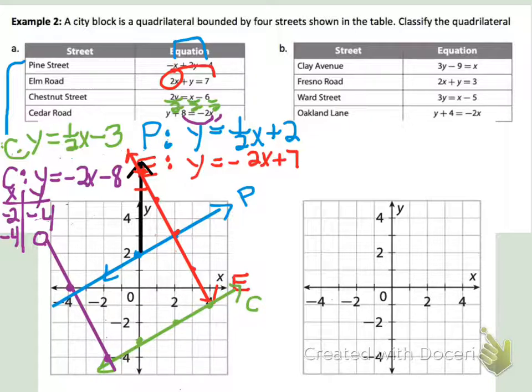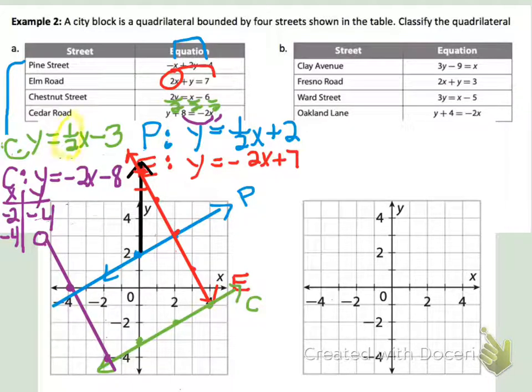So what does this look like? Well, this looks to me like a rectangle that's got 90-degree angles. Now, how do I know for sure? Well, look at the equations. Remember, we just put these in slope-intercept form. So we can just look at the slopes of the lines in the equation.